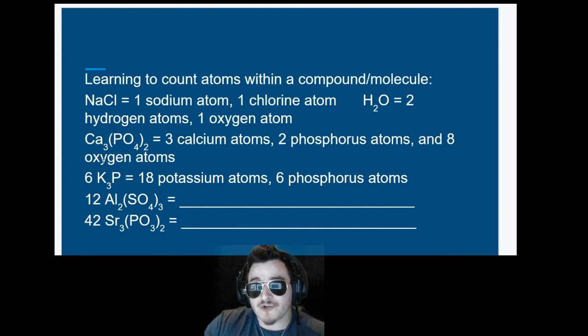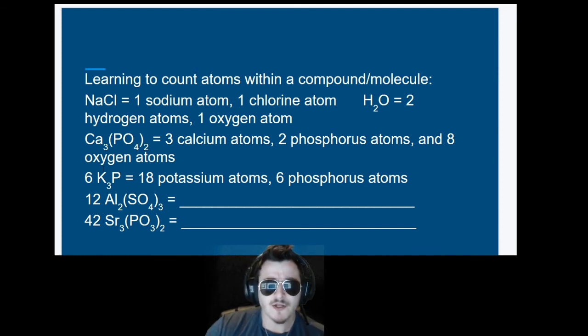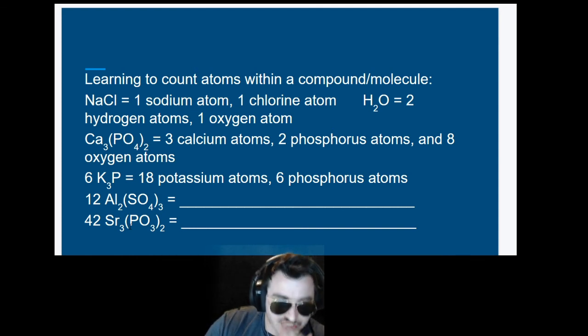But we can also use coefficients, and these coefficients work just like they do in math as well. The distributive property is what I always think of. So this 6 on the far outside gets carried all the way through the K3P, the potassium phosphide. So 6 times 3 is 18 potassiums, and 6 times 1 is 6 phosphoruses. So you can utilize those same strategies when you're calculating how many of each element are present right here. 12Al2(SO4)3, that's aluminum sulfate, or 4[Sr3(PO3)2], strontium phosphite is what those are. So feel free to incorporate those same strategies.